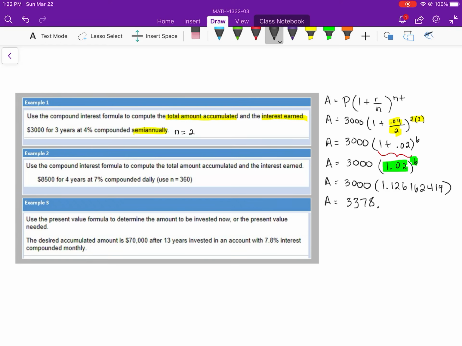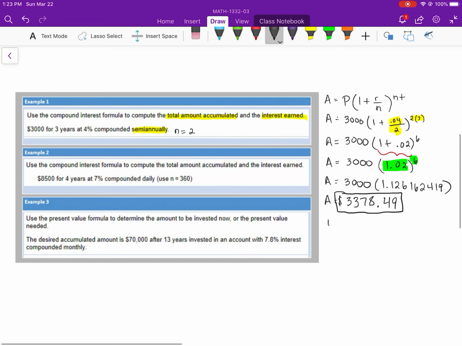$3,378. And we're going to round this to the nearest penny. So it says 0.487, so that'd be 0.49. So this is the first part of my answer right here. What would be the accumulated amount after 3 years is $3,378.49. Now, the second part of my question, what interest was earned, I need to subtract my principal from that.